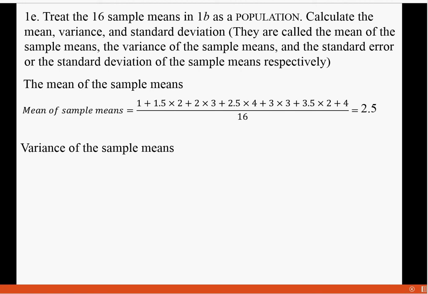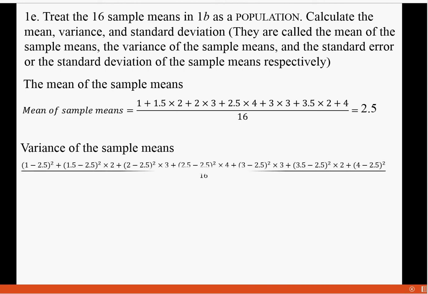And we do all of them for all the 16 sample means. We sum up all those squared deviations, and then divide by the total number of sample means, 16. So that's how we obtained variance in the past. Specifically, for the first value, sample mean 1 minus the mean of sample means 2.5, squared. And another, sample mean 1.5 minus the mean of sample means, squared. Since sample mean 1.5 occurs twice, the whole thing has to be multiplied by 2.